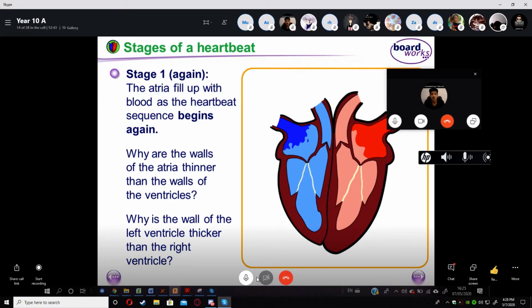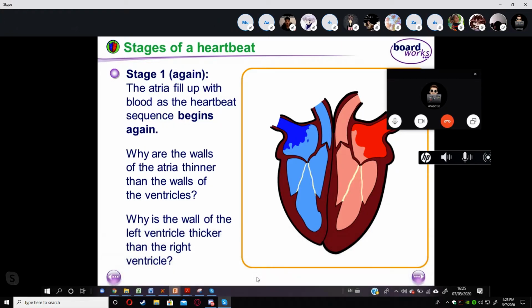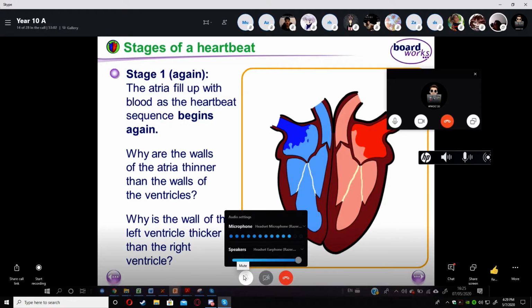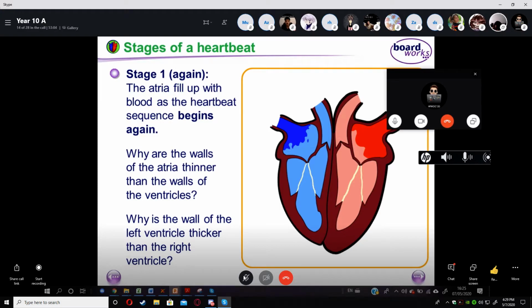Is it because atria give the oxygen, make blood oxygenated? No, no, no. It has nothing to do with oxygenated blood or deoxygenated blood. Why are the walls of the atria thinner than the walls of the ventricle?